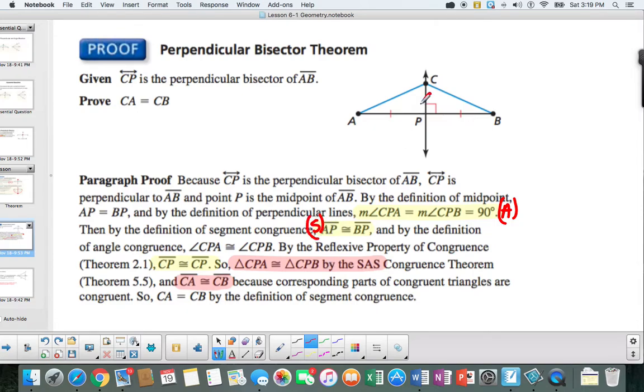We're also going to get a reflexive side, which we're going to get here. And so the triangles will be congruent by side angle side. Once the triangles are congruent, then we can say by corresponding parts that CA is congruent to CB. And when they're congruent, we know by definition of congruence that their distances are equal.